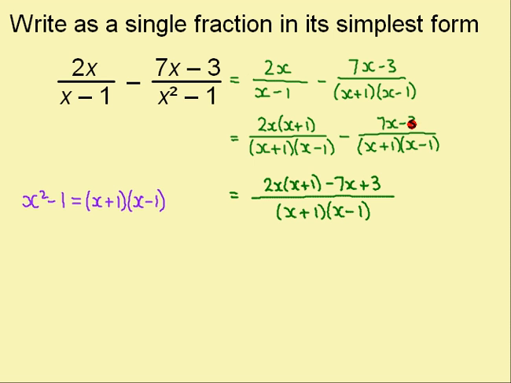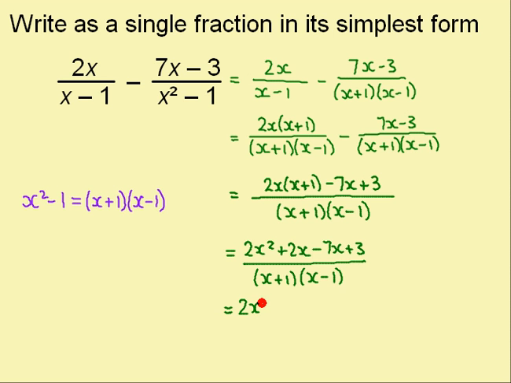You need to be really careful here. I'm now going to expand this bracket on the top. So I've got 2x squared plus 2x minus 7x plus 3, and that's over x plus 1, x minus 1. Simplifying gives me 2x squared minus 5x plus 3, and that's over x plus 1, x minus 1.